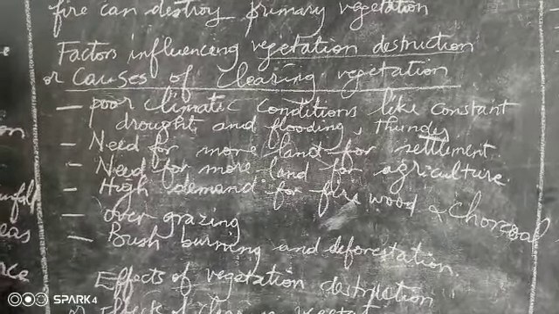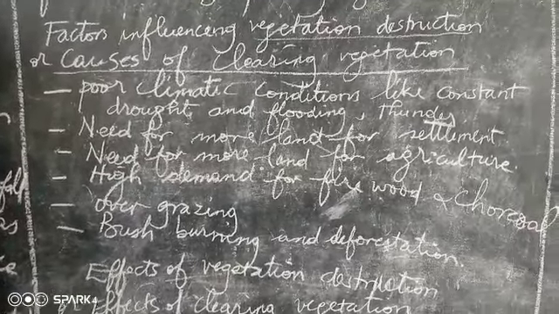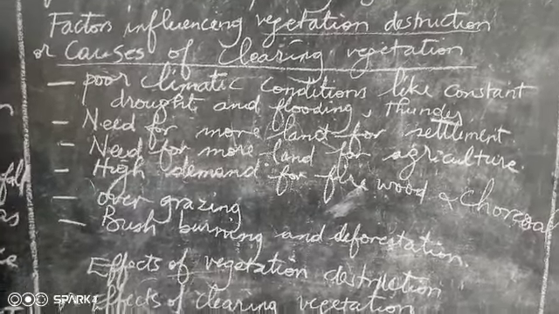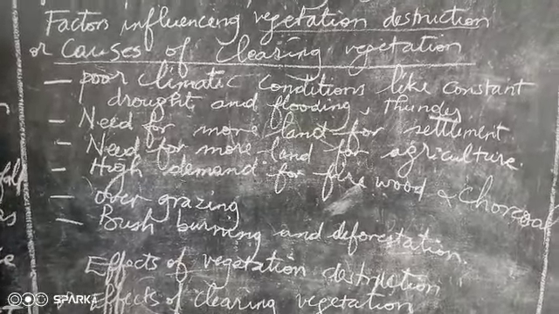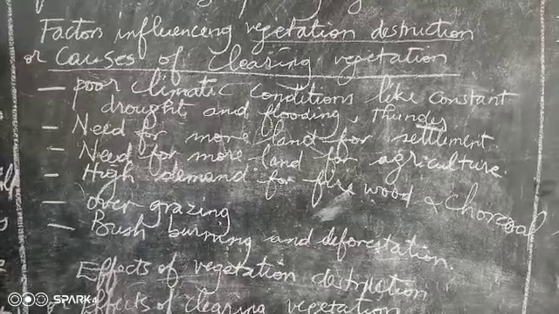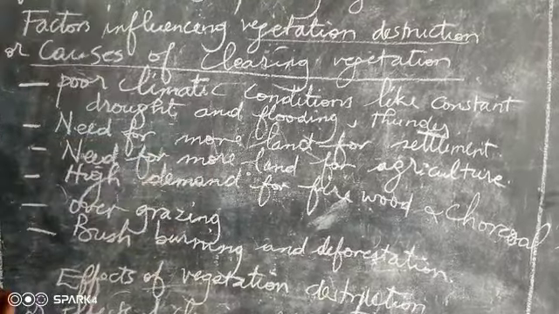Remember, poor climatic conditions like constant drought can lead to the drying up of vegetation, and flooding can also lead to destruction of vegetation. Therefore, it's a cause. Need for more land for settlement.